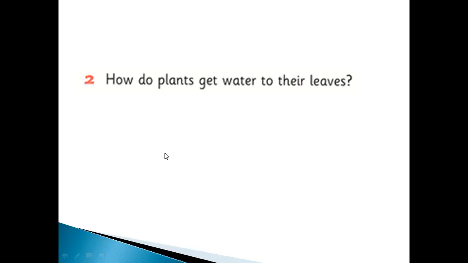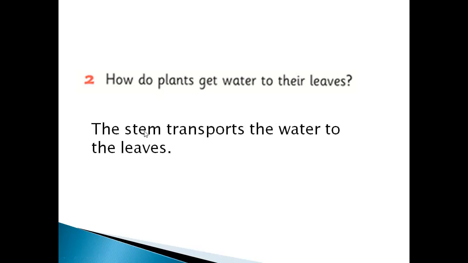You know the three steps, starting from the roots. Roots take water from the soil, then from the soil to the stem, and then from the stem to the leaves and flowers. So the answer is the stem. The stem transports the water to the leaves. So this is the answer to question number two.